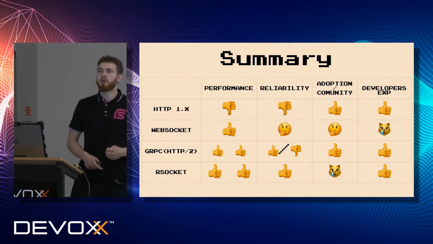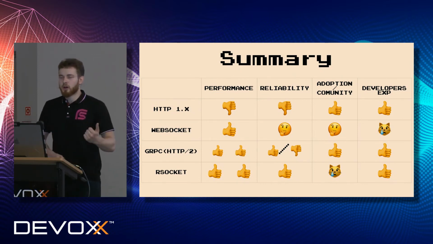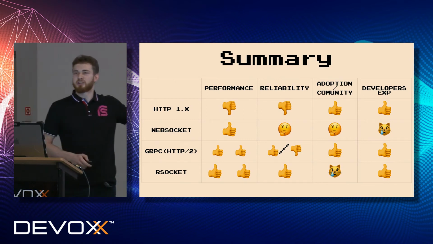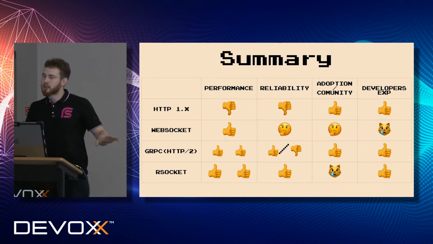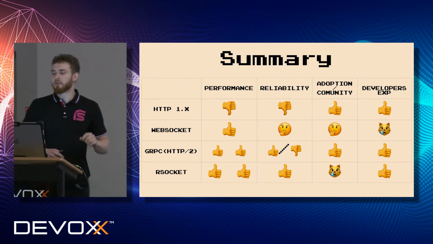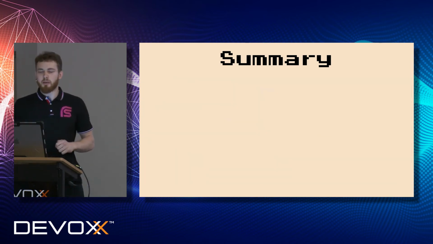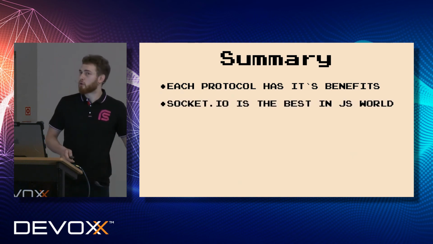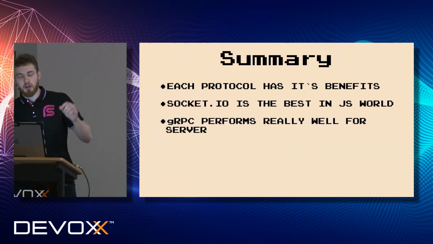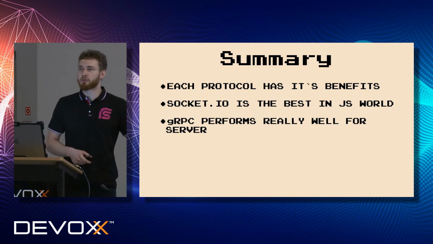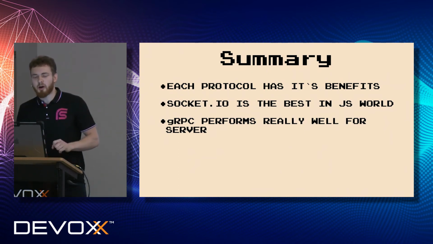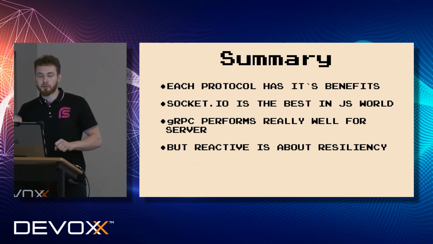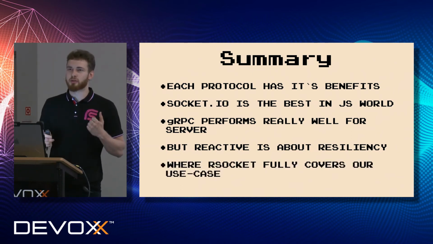So, to summarize all the features of RSocket, we have to look at this table. Every protocol has its own benefits, of course, some disadvantages and advantages like adoption and community. But yeah, as I said, each protocol has its benefits. Socket.io works pretty well in JavaScript world. gRPC performs really well in some certain particular cases, but if you want to build real reactive system which is reliable, you have to use proper solution like RSocket.